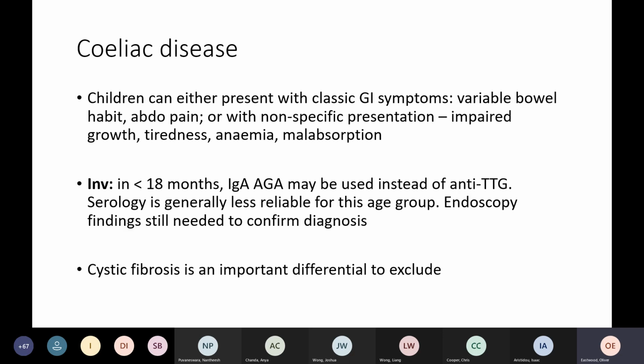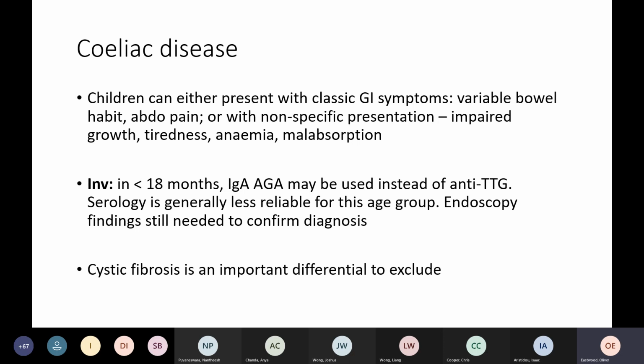So coeliac, as you know and love it, really. The main notes I have, which are different from what you learned in 4th year, are to beware of the non-specific presentation in particularly young kids. So your failure to thrive, your tiredness, and particularly a faltering growth presentation. It's one of the first things you want to test and look for.